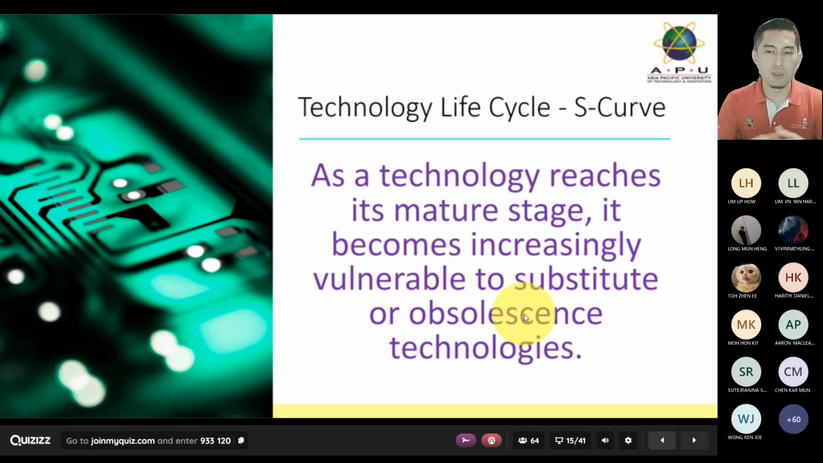So as technology reaches its mature stage, it becomes increasingly vulnerable to either of these: either it will be substituted or it will go obsolete. That means it is actually not being used anymore.